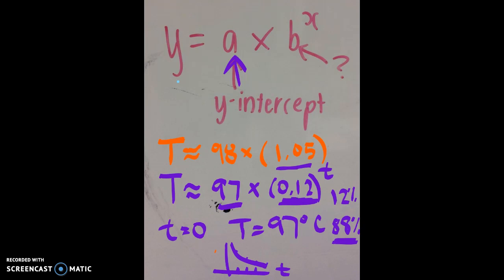So for the first one, I interpret B by saying 5%. So for every time t goes up by 1, the capital T increases by 5%. The second one here is telling me every time t goes up by 1, the capital T decreases by 88%.